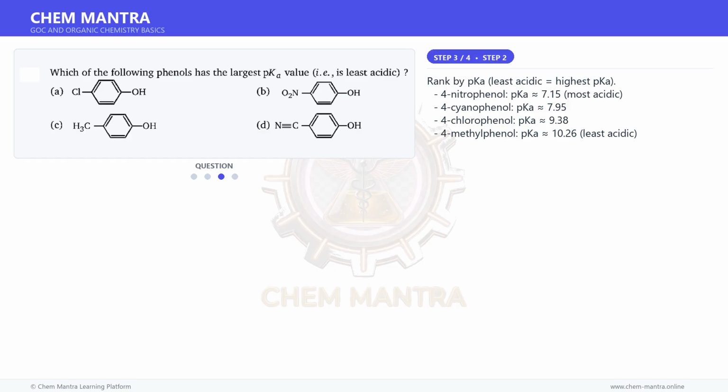Rank by pKa, where least acidic equals highest pKa. 4-nitrophenol, pKa 7.15, most acidic. 4-cyanophenol, pKa 7.95. 4-chlorophenol, pKa 9.38. 4-methylphenol, pKa 10.26, least acidic.